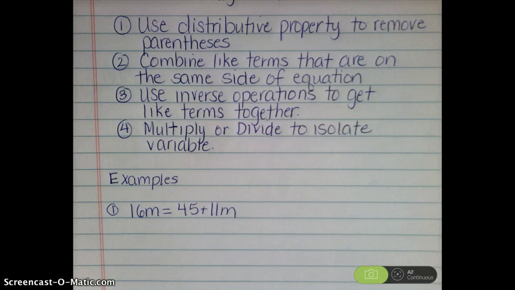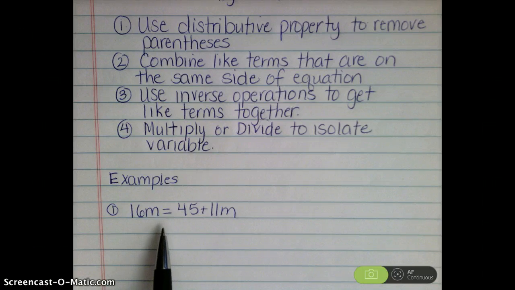The second step says to combine like terms that are on the same side. Okay, well, on this side of the equal sign, we have only a 16m. On this side of the equal sign, we have 45 plus 11m. There are no like terms on the same side. So now we're going to proceed to step 3.